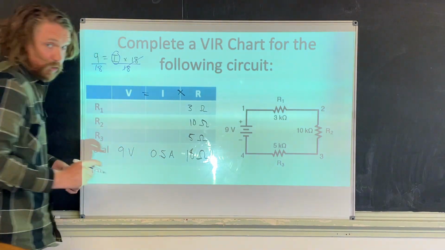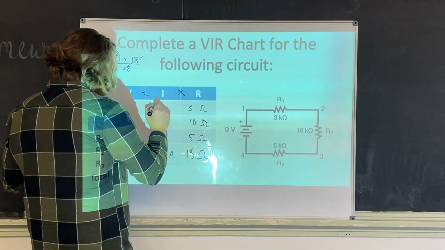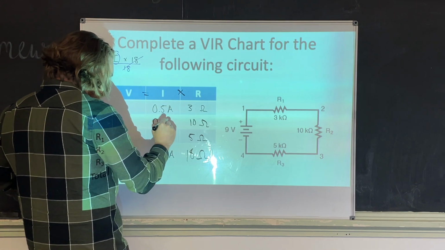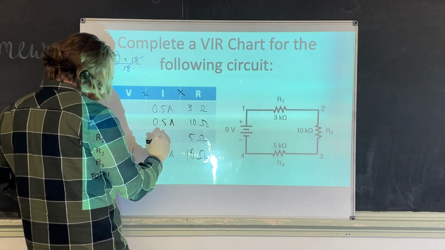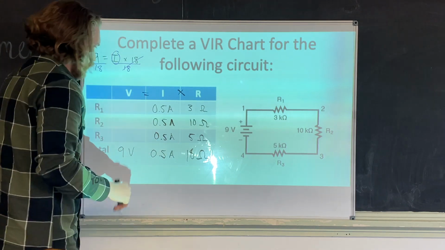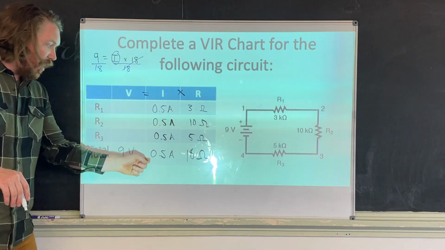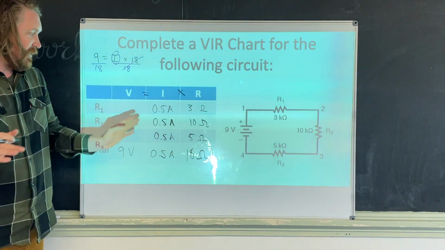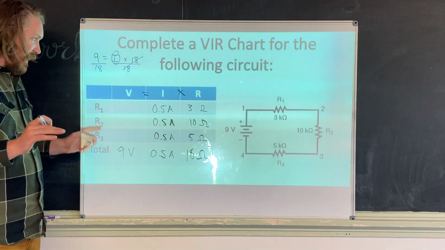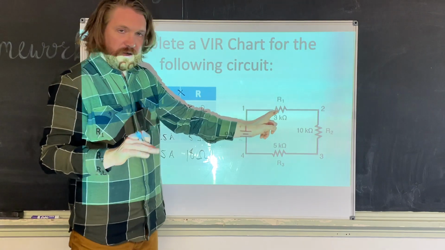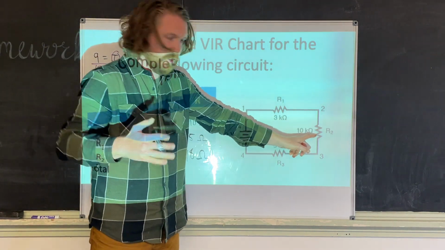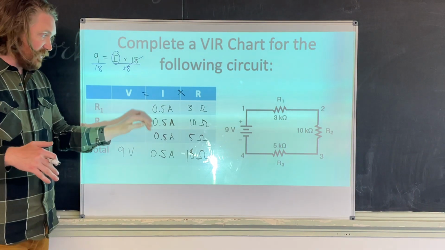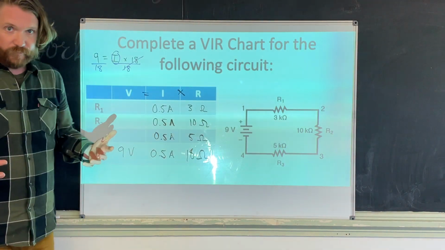So if my total current is 0.5, that means my current at the first resistor is 0.5 amps, the second resistor is 0.5 amps, and the last resistor is 0.5 amps. The current is the same throughout. It doesn't get chewed up, it doesn't get used up. It's the same at every one of these resistors. It's the same everywhere, right?